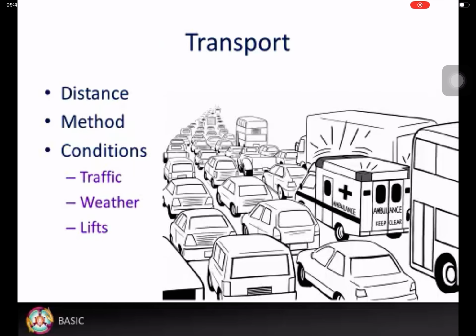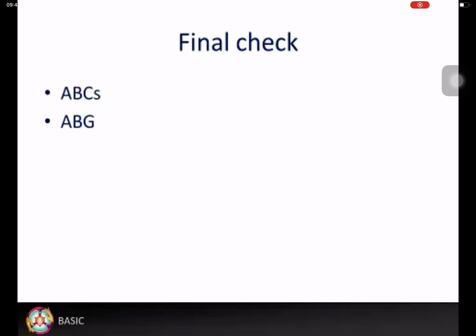Think about the transport itself. What mode of transport you're going to use, and is the mode associated with specific problems? What are the traffic and weather conditions like? Will the bed and the equipment fit in the lifts that you plan to use? Finally, before you leave, recheck the ABCs and repeat an arterial blood gas.